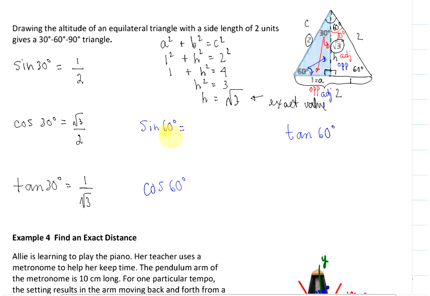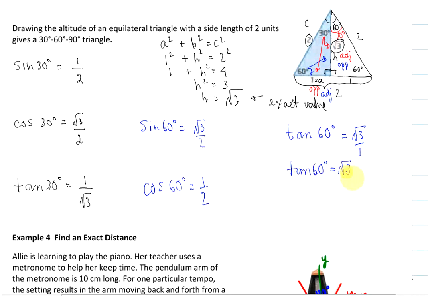Okay, so sine of 60 degrees is opposite over hypotenuse, so root 3 over 2. Cos of 60 degrees is adjacent over hypotenuse, so 1 over 2. And the tan of 60 degrees is opposite over adjacent, so root 3 over 1, which you can reduce to root 3.